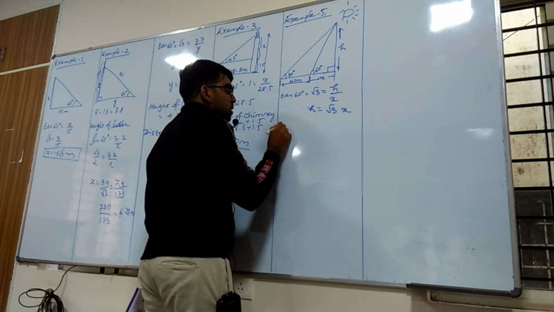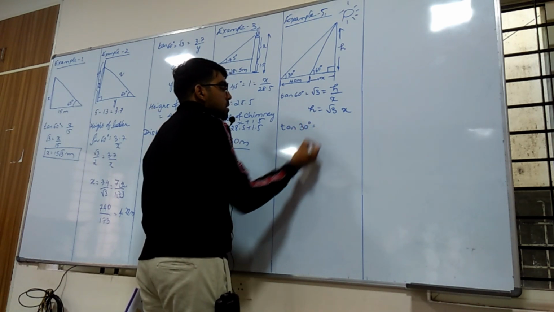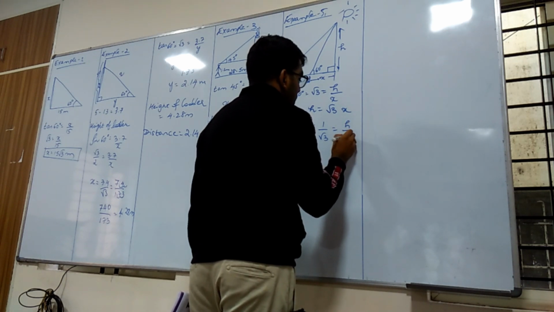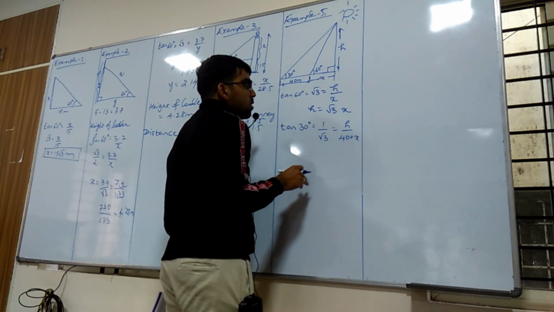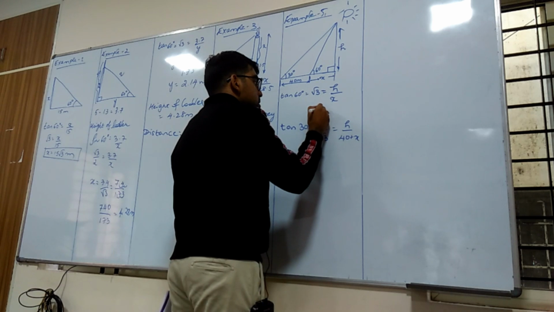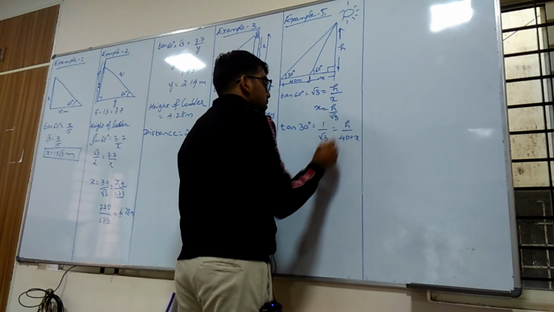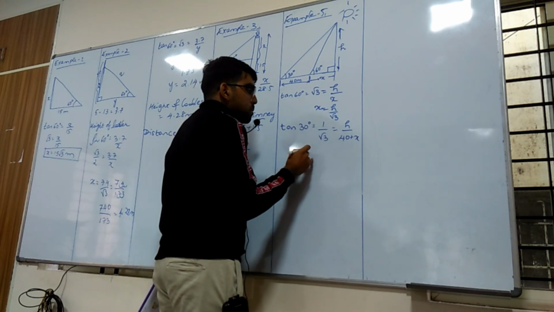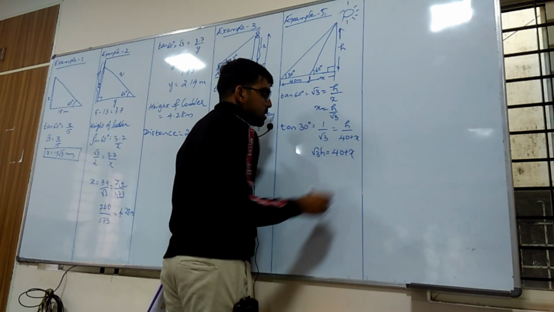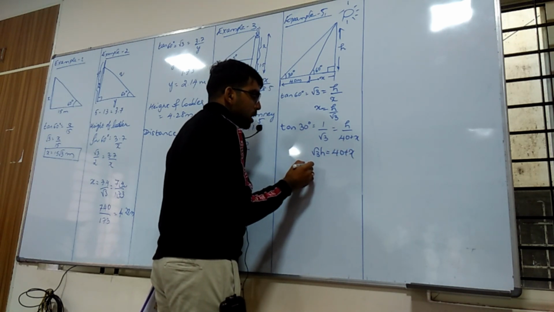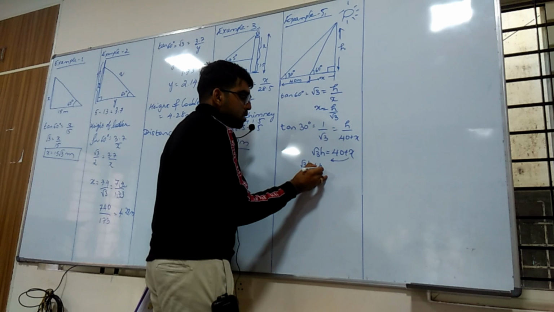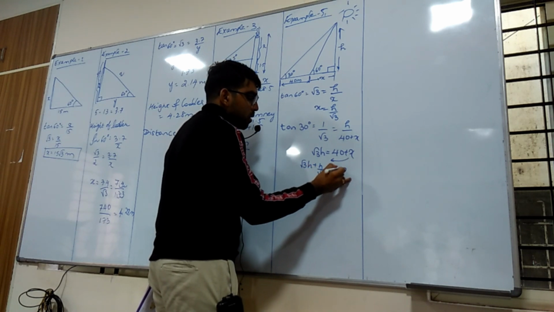What is it? Tan 30 degree is equal to 1 by root 3, which is equal to h by 40 plus x. So transpose: root 3 h is equal to 40 plus x. Or I'll take x this side. So root 3 h minus h by root 3 is equal to 40.